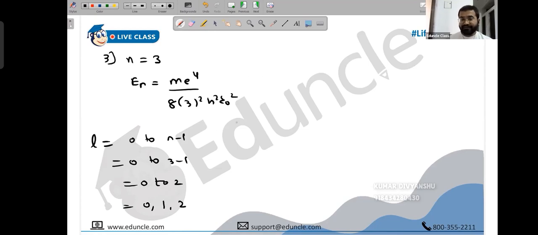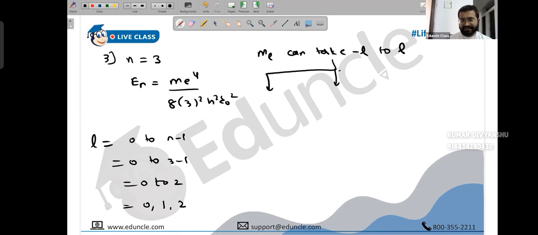Now you have to find the respective ML. ML can take minus L to L. But now there are 3 cases: one when L is 0, one when L is 1, and one when L is 2.